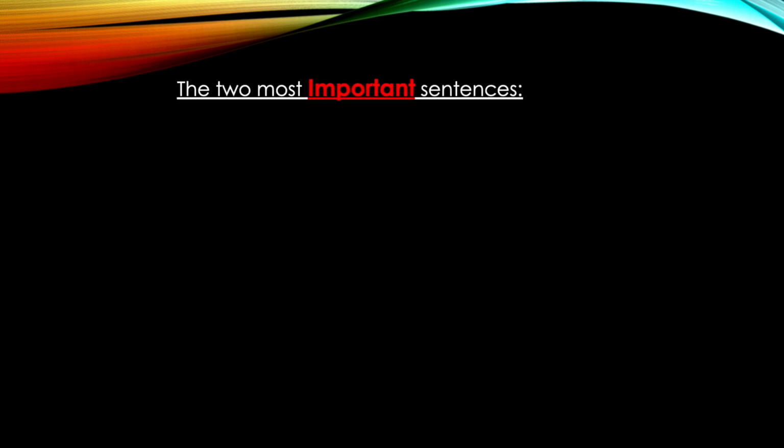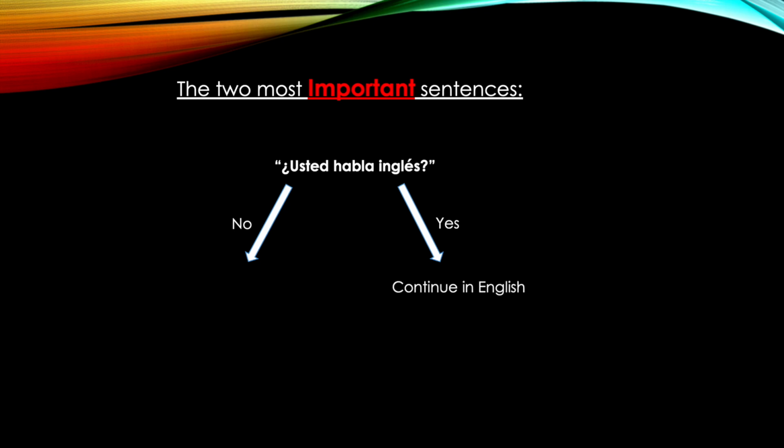Okay, and now there are the two most important sentences that you can say. The first one is, "¿Usted habla inglés?" which just means, "Do you speak English?" If they say yes, you continue in English because that is your native tongue, and you're assuming that they understand as well as you can communicate in English.